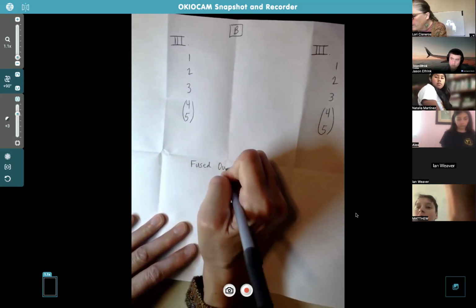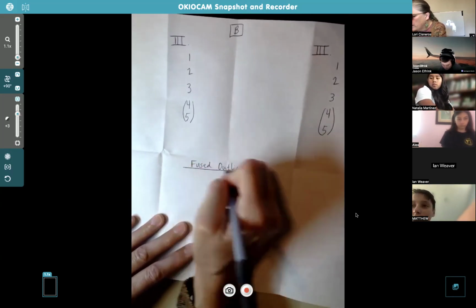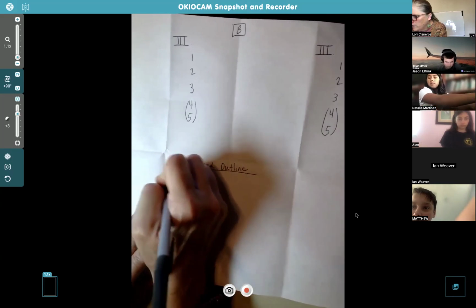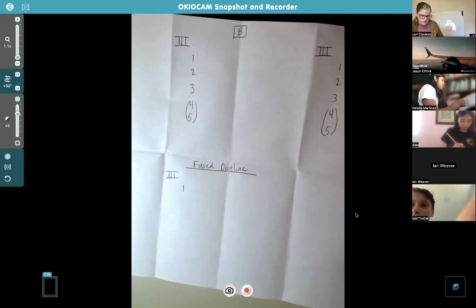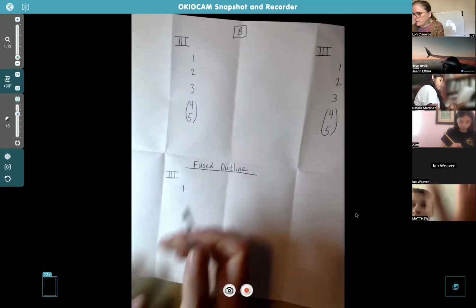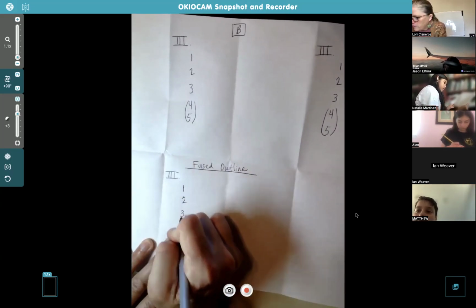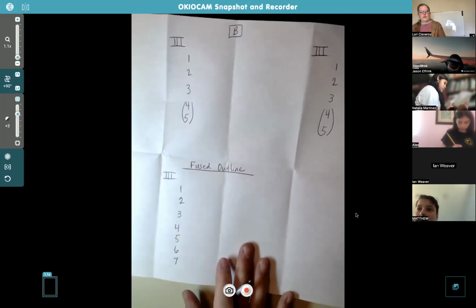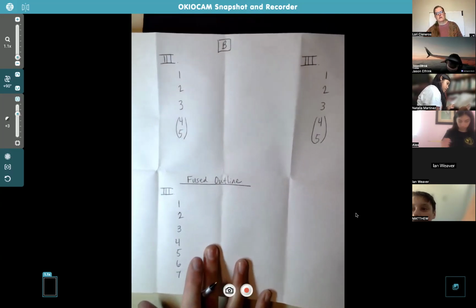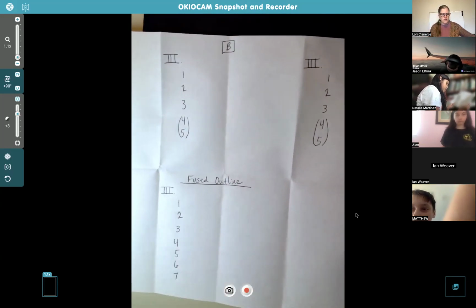And then of course you have your fused outline in the middle here, Roman numeral 3. And then this one is going to be, just double checking here, 1 through 7. Make sure you spread them out a little bit so they're not too scrunched together, so you have plenty of space. When you're done setting those up, give me a thumbs up. Awesome, I see that. Good, okay, good.